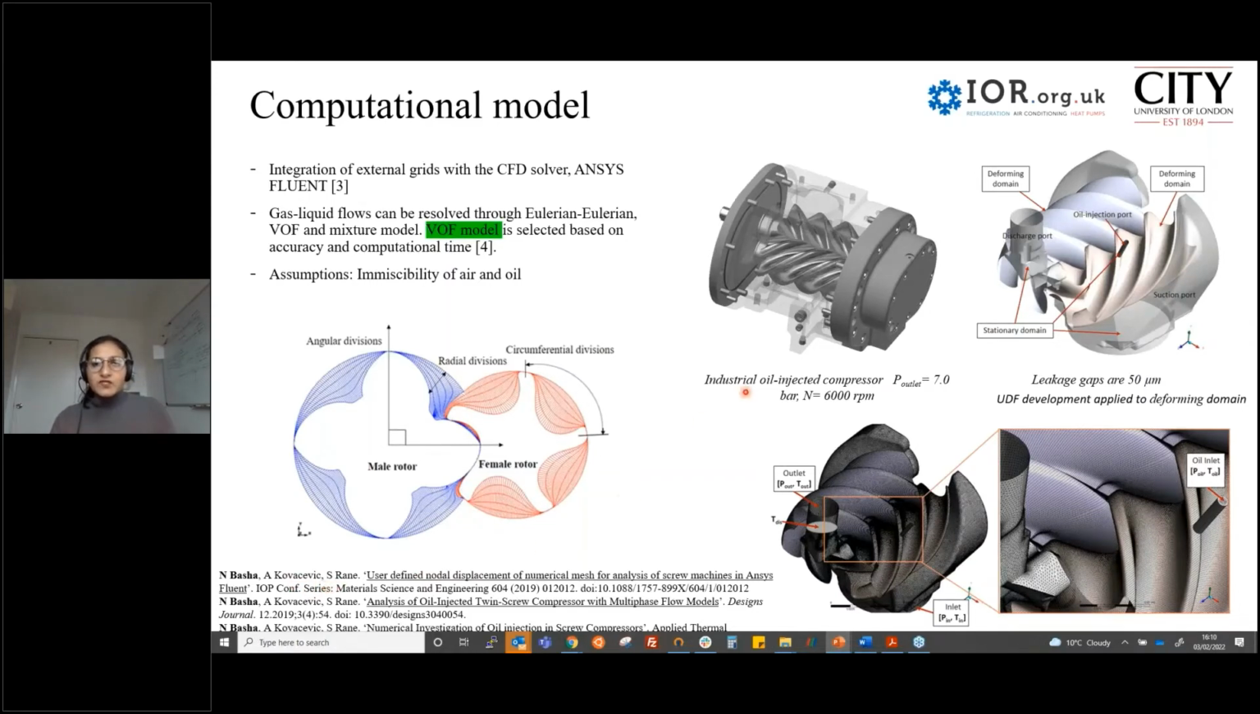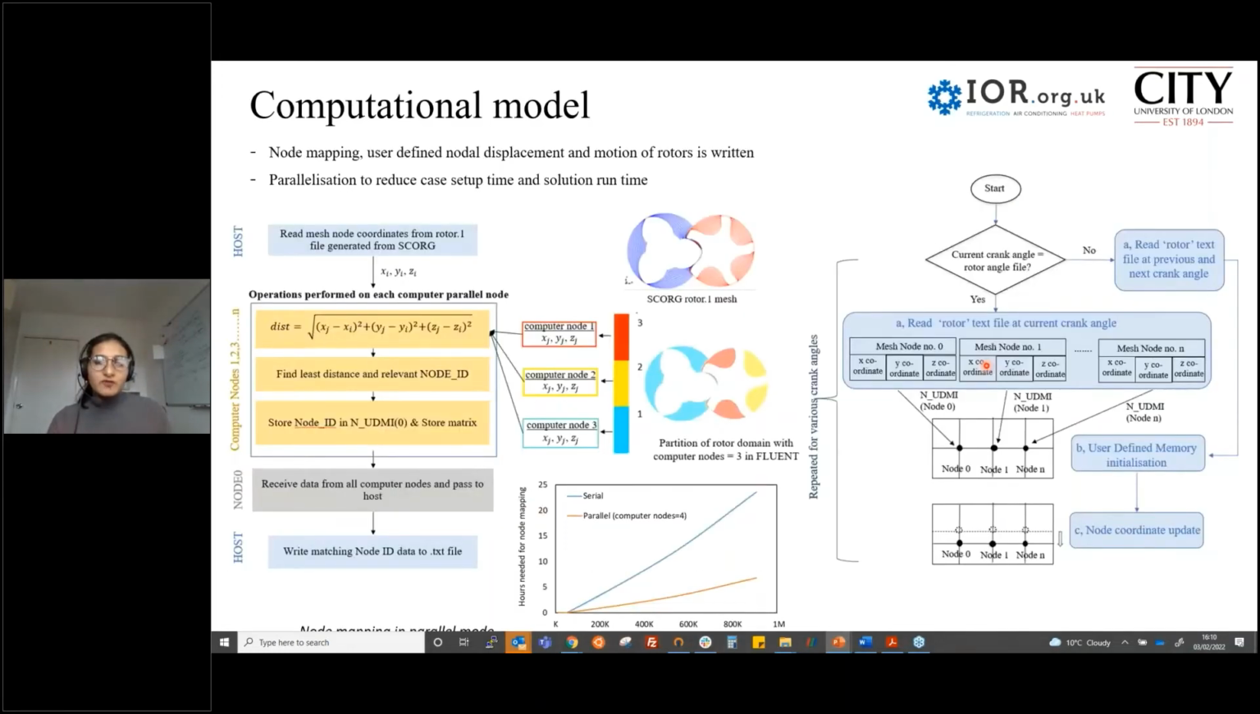Anyway, we have this industrial compressor that has lots of bearings, seals, and plugs. So we've simplified that into a computational model, which has a rotating domain and a stationary domain. And we have this mesh for both the rotating and stationary domains. And then there are a huge number of numerical settings, computational models, solution settings, and convergence criteria.